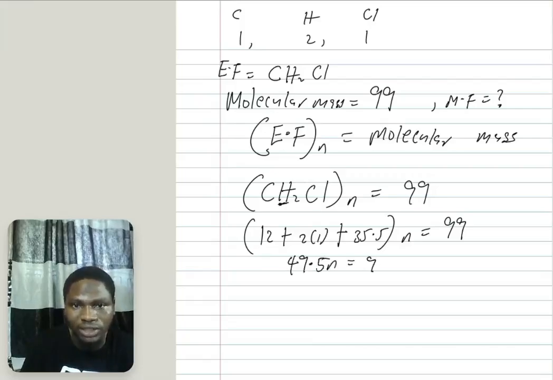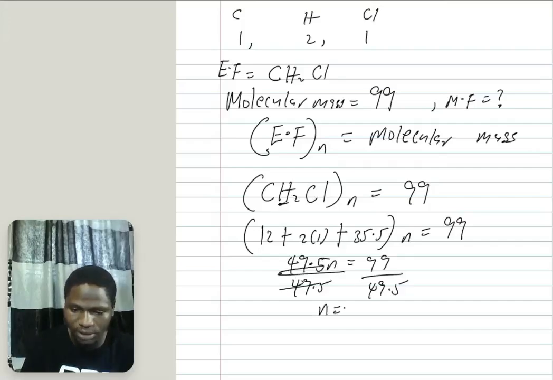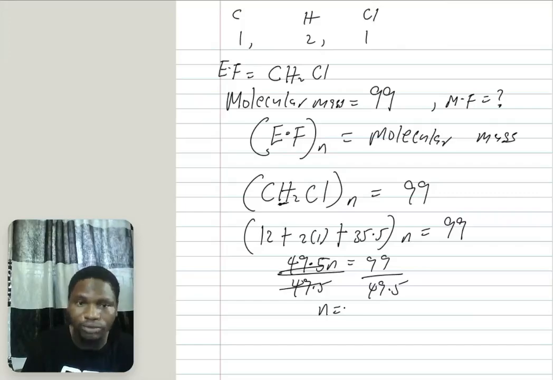N equals 99, so divide both sides by 49.5. What do you have? 99 divided by our answer, 99 divided by 49.5. That gave me 2.